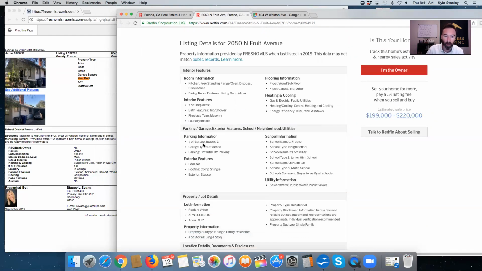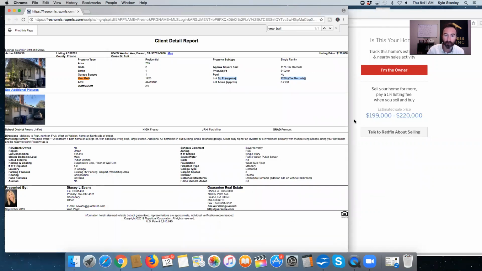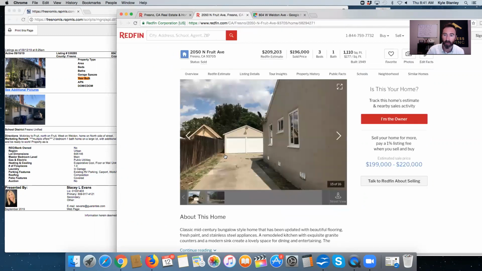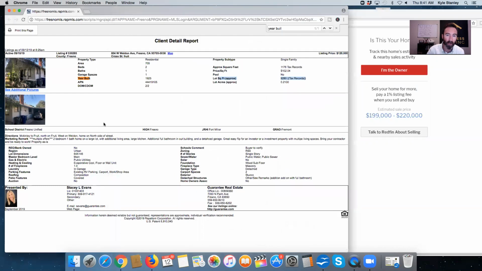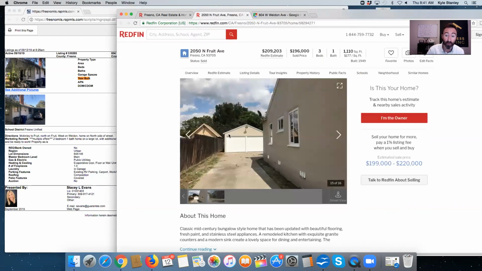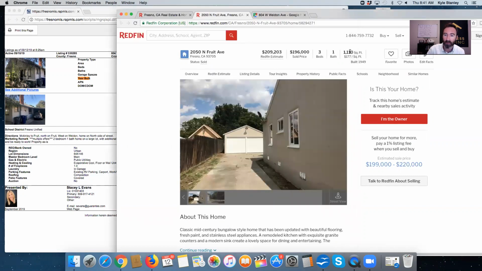Let's start with garage. It's a 2-car garage. There's no pool, and ours also did not have a pool. The approximate square footage, as we already know, is 1,110 feet on this one. On mine, it's 1,176. This one right here is a 3-1, and mine's a 2-1, but we have really similar sizes.